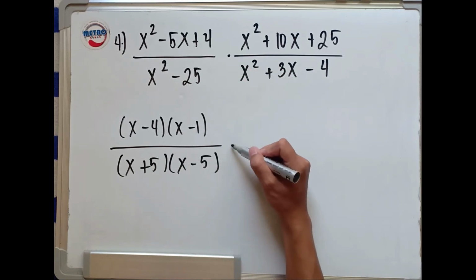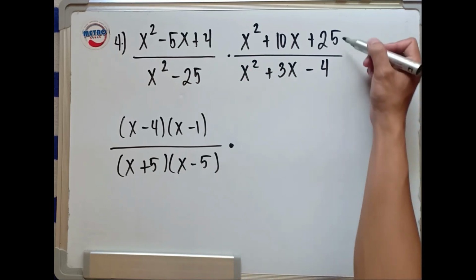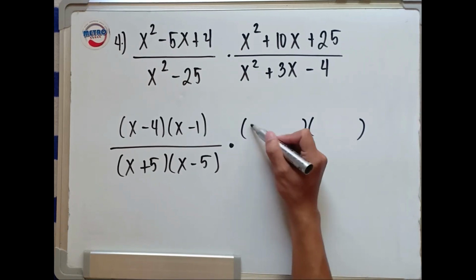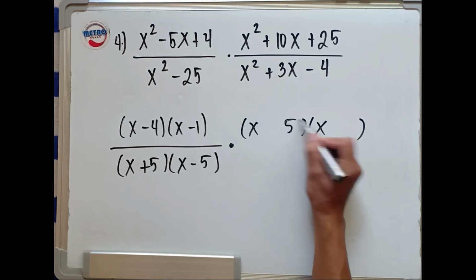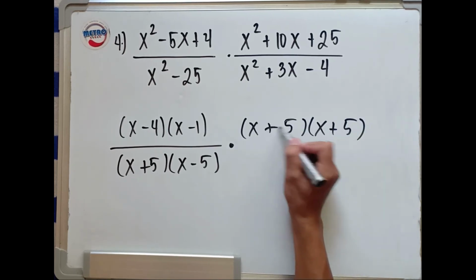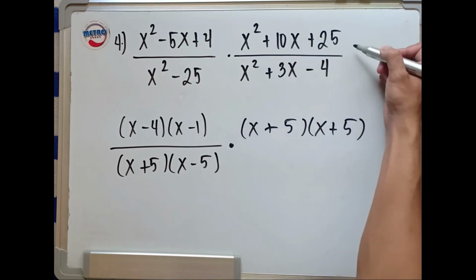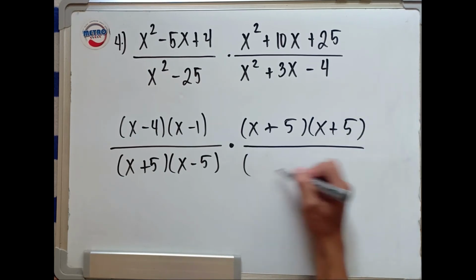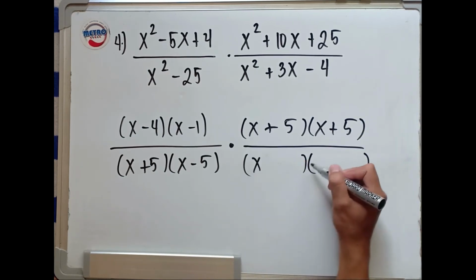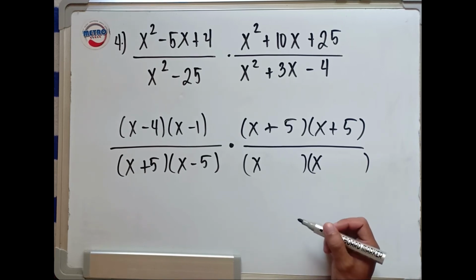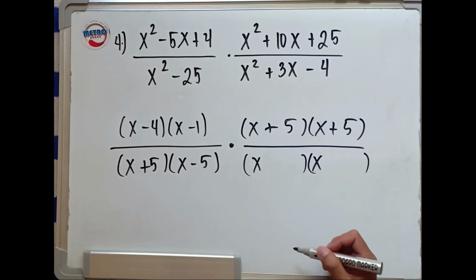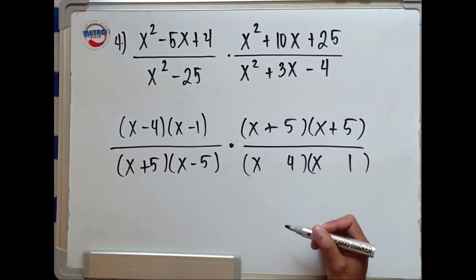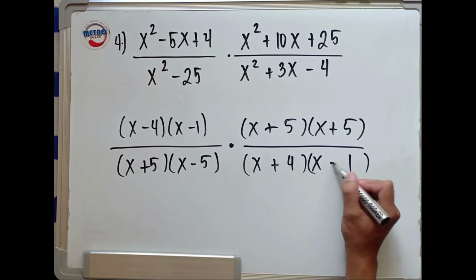Copy the operation, multiplication. And this trinomial can be written as x times x and 5 times 5. All are positive because the signs of this trinomial are all positive. And the factors of this trinomial are x times x, and for 4, we can have 4 times 1. Since this is positive, this will be positive and this one is negative.